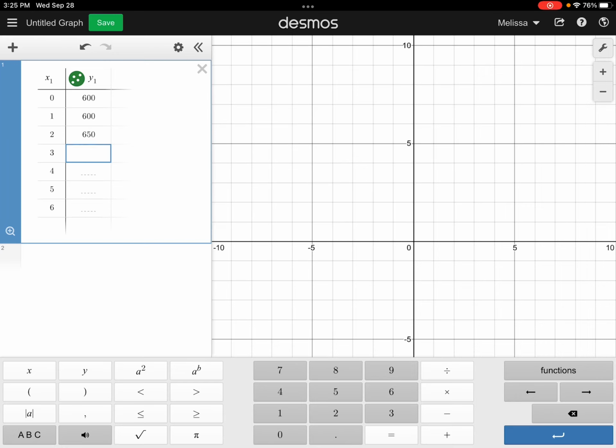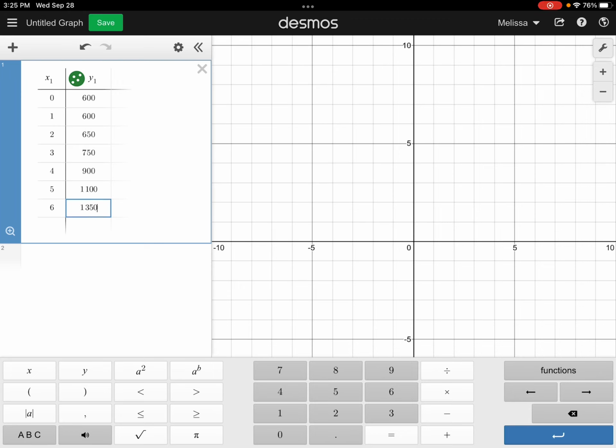If you look, this table says that it represents population of waterfowl and the different weeks. So what we're going to be doing is we're looking for a pattern to see if there's a relation.